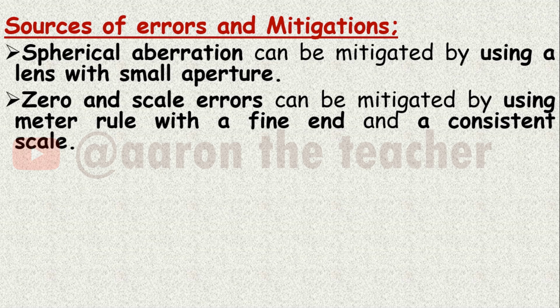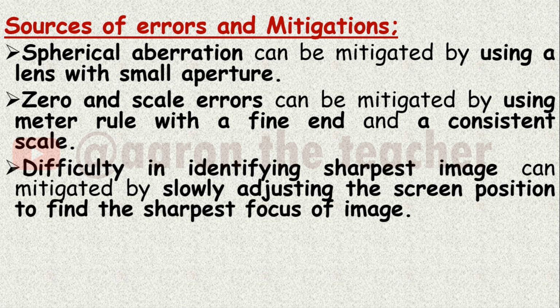Another error, difficulty in identifying the sharpest image, which can be mitigated by slowly adjusting the screen position to find the sharpest focus of the image. That is also always a source of error, because someone may be confused and take a faded image, yet it is not all that sharp. Another person may take a blurred image, but yet it is not yet sharp. So it must be very sharp to get the actual results.